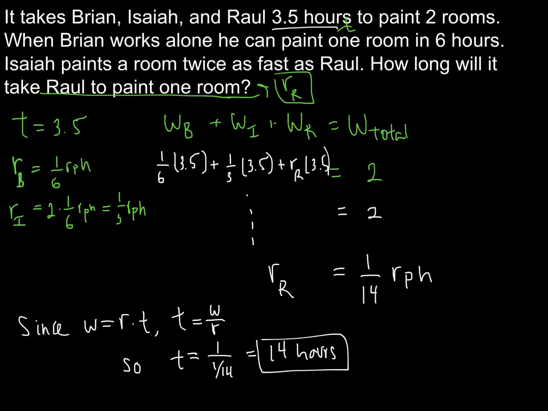So we go through and set up our equation and solve for R sub R, which is 1/14 of a room per hour. And you might be able to say right from there, okay, 1/14 of a room per hour, that means for 1 room he'll need to paint for 14 hours. Or you can remember that work is rate times time. So the amount of time it takes you to do an amount of work is the work divided by the rate. So the time it takes him is 1 room divided by 1/14, multiplied by the reciprocal. So it would be 1 times 14 over 1, and that gives you 14 hours.